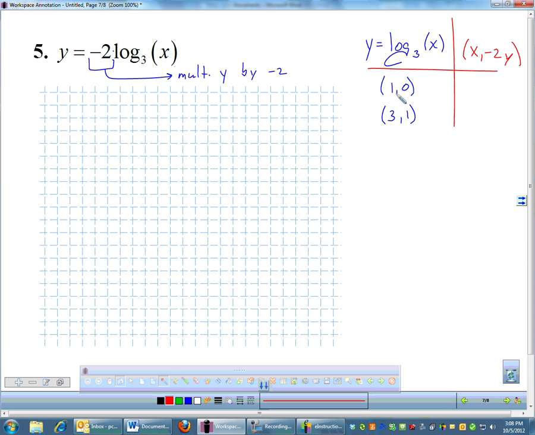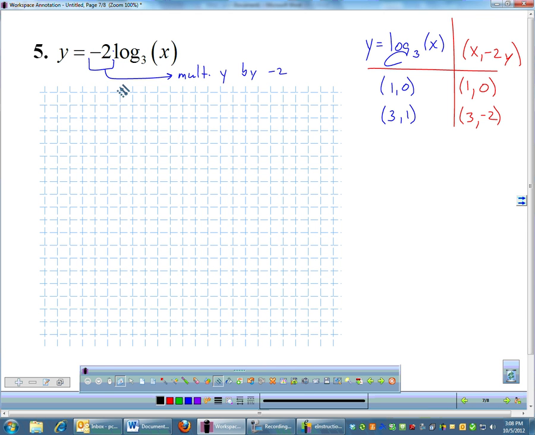All right, so my x coordinate is 1. If I multiply 0 by negative 2, it's going to remain 0. Then my x coordinate was 3. 1 times negative 2 is negative 2. And these are my new points to graph. That was my only transformation, so I'm going to go ahead and graph those.